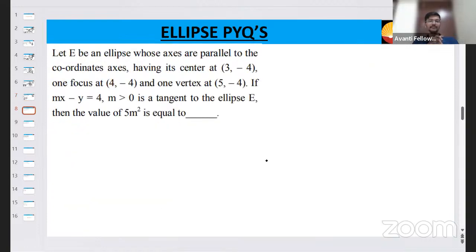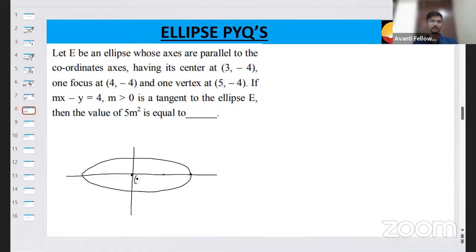Let E be an ellipse whose axes are parallel to the coordinate axes, having its center at (3, −4). Let us try to draw the diagram. So (3, −4). Which quadrant is it? Fourth quadrant. So these are the axes of the ellipse. Center is at (3, −4). One focus is (4, −4), and one vertex is at (5, −4). So the ellipse, let's say something like this.